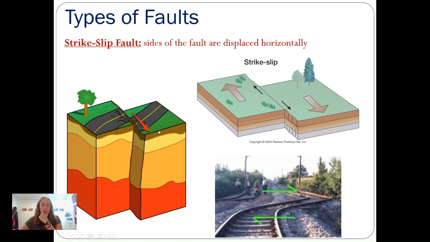So again, we see this with kind of offset of roads. We can see it in offset of railroad tracks being bent as well.